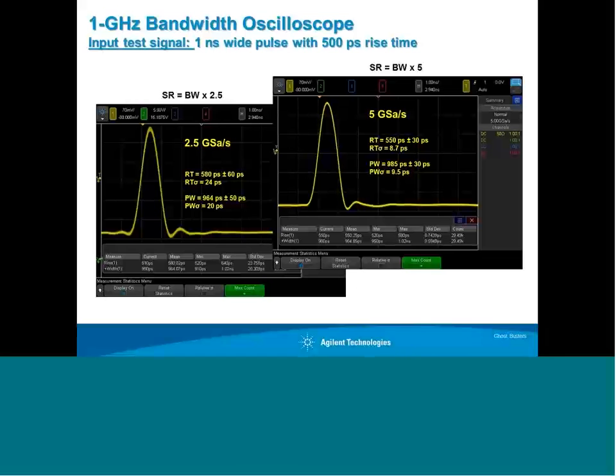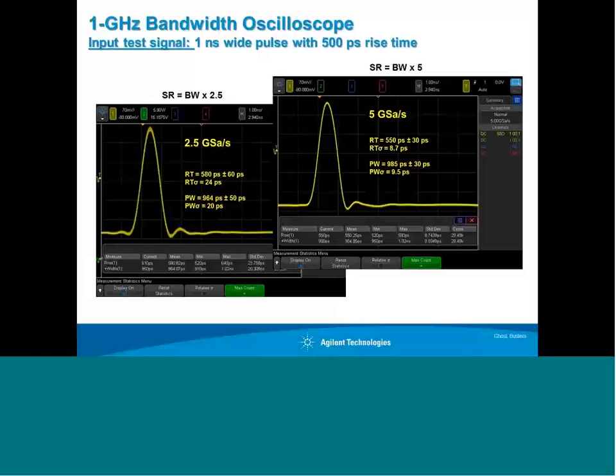So the screen image on the left, we're showing somewhat of an extreme case. This is a maximally flat response scope, and the sample rate is just 2.5 times the bandwidth. In other words, a 1 gigahertz bandwidth scope, it's sampling at 2.5 gigasamples per second. The waveform on the right is sampling at twice that rate. Now intuitively people would think, well, if the scope is sampling twice as fast, it must be able to capture much more information, but it's actually showing almost the same response.